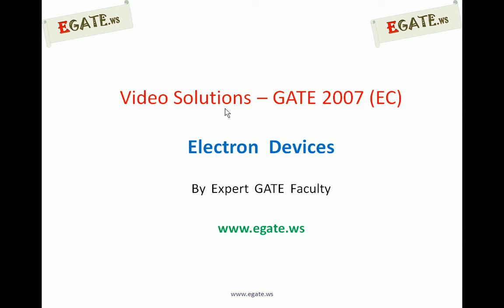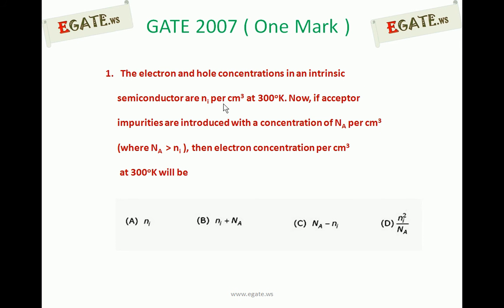We are discussing the GATE 2007 ECE paper, and the topic we are discussing is electron devices. This is the first 1 mark question, which came in 2007. The electron and hole concentrations in an intrinsic semiconductor are Ni per centimeter cube at room temperature.